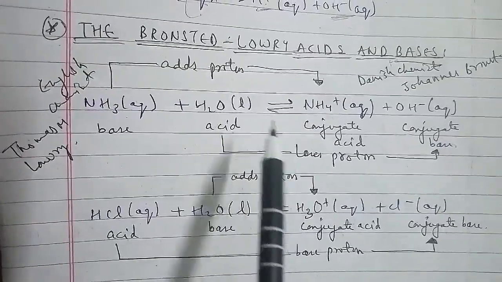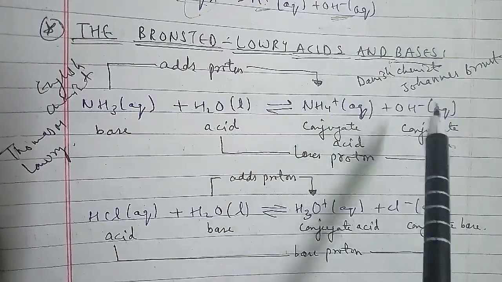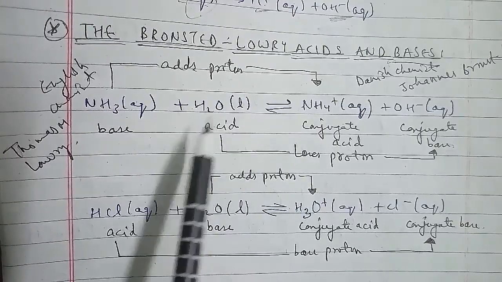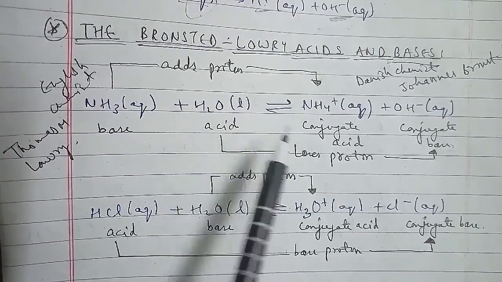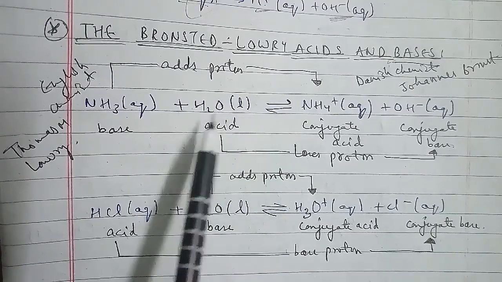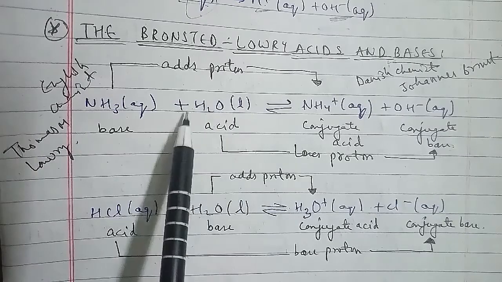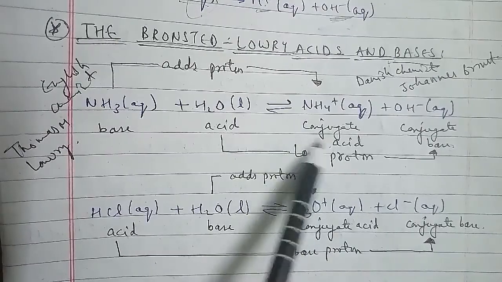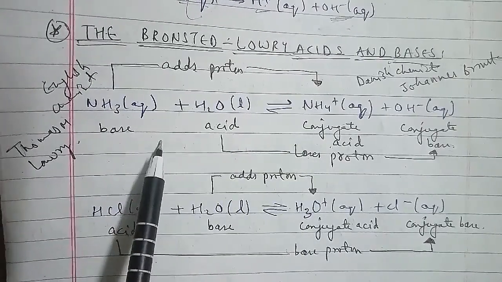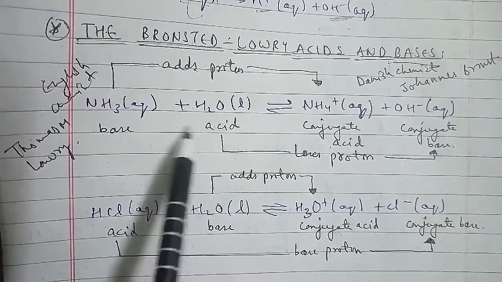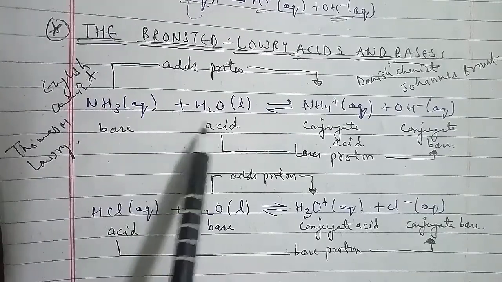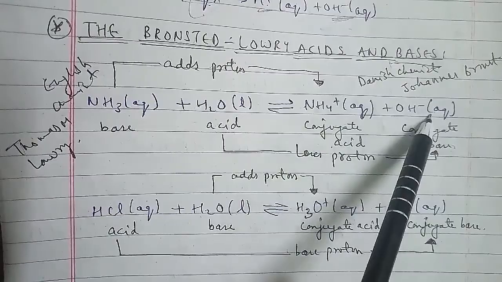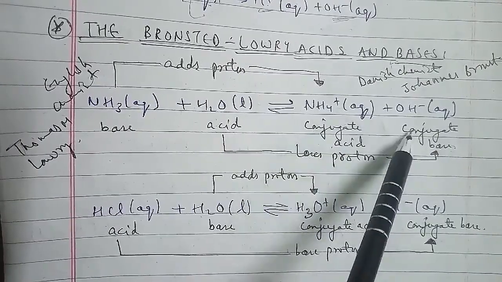Consider the example of the dissociation of NH3 and H2O, represented by the following equation: NH3 aqueous, which is the base, and H2O liquid, which is the acid, give NH4+ and OH-. These are both in aqueous state, and this is the conjugate acid and this is the conjugate base. From base to conjugate acid, it adds a proton, and from acid to conjugate base, it loses a proton. The basic solution is formed due to the presence of the hydroxyl ion, and in this reaction the water molecule acts as a proton donor and the ammonia molecule acts as a proton acceptor, and are thus called the Lowry-Bronsted acid and base respectively.